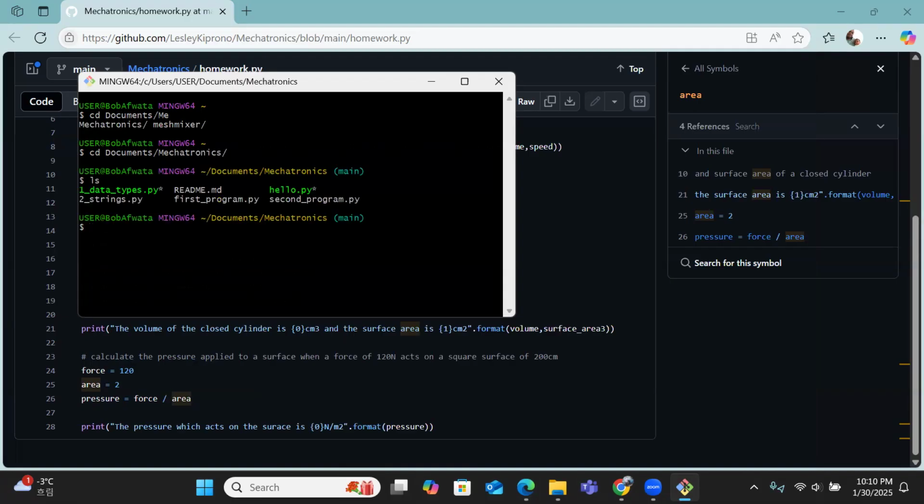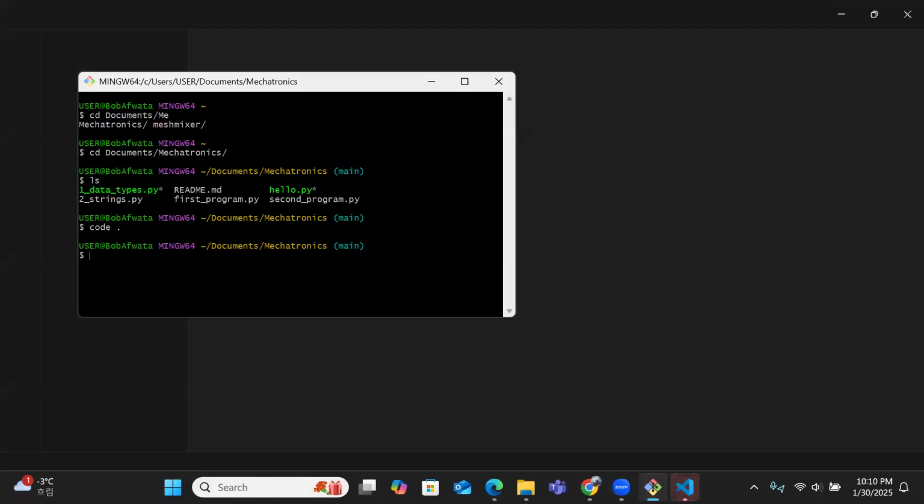Okay. Then I open Visual Studio Code using code. Then like that.